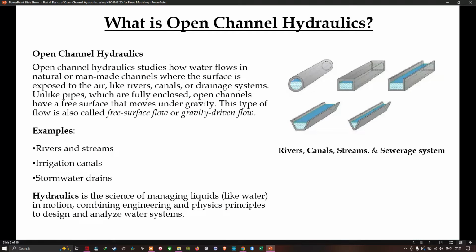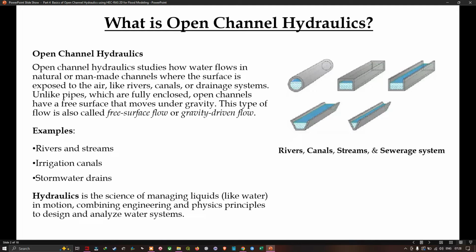So what is open channel hydraulics? Open channel hydraulics studies how water flows in natural or man-made channels where the surface is exposed to air, like rivers, canals or drainage systems. Unlike pipes, which are fully enclosed, an open channel has a free surface that moves under gravity. This type of flow is called free surface flow or gravity-driven flow.